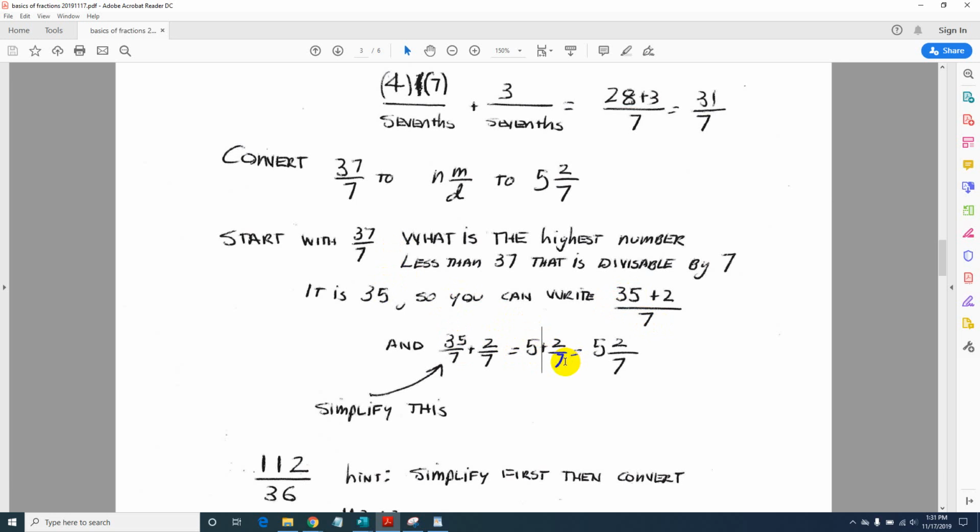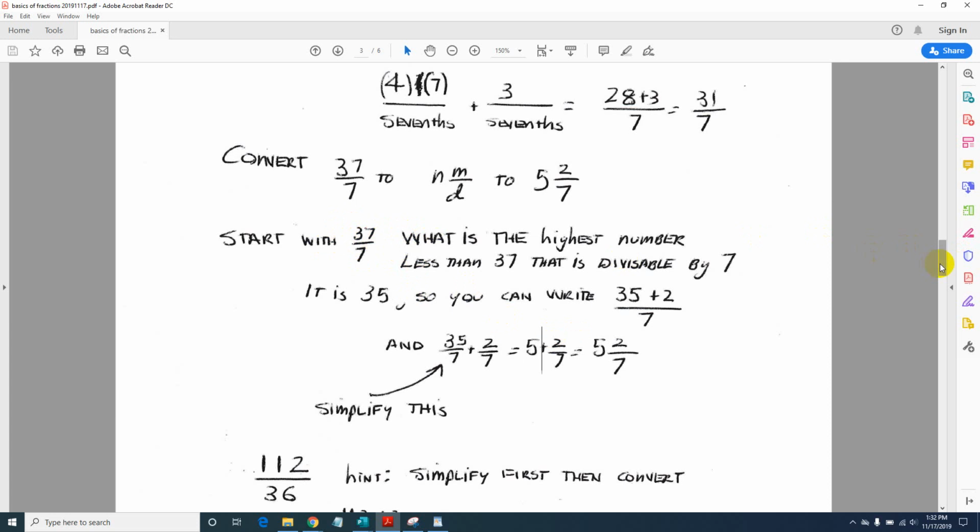How many sevenths are there in 5 whole things? There are 35 sevenths in 5 whole things, right? That's pretty clear. Okay, so you have 35 things. 35 divided by 7 is 5, and then you have 2 sevenths left over. So that is how you do this, right? You figure out how many whole numbers there are, and then the leftover is the fraction.